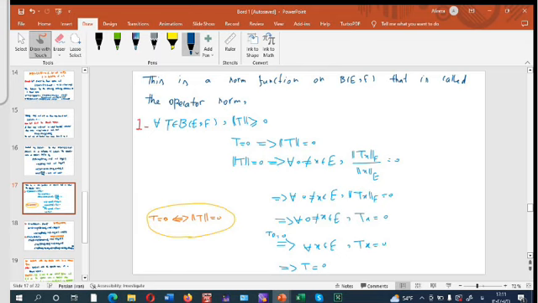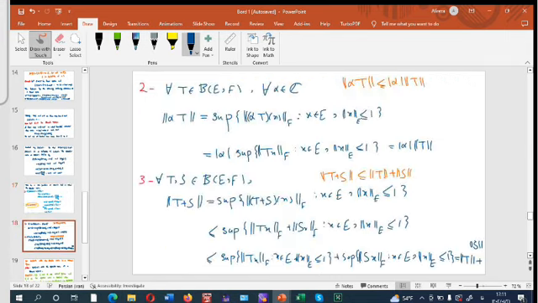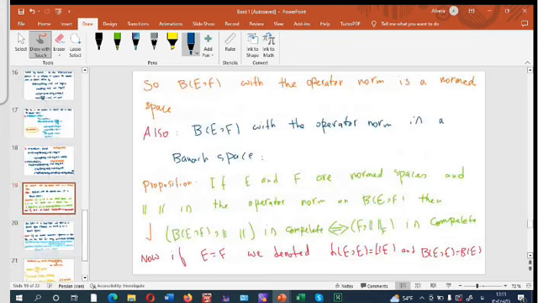Now we see the properties of norm for this function norm. The norm of T is non-negative, T equals 0 if and only if the norm of T equals 0, and the norm of alpha T equals the absolute value of alpha multiplied by the norm of T. And finally, we have the triangle inequality. So this is a norm. B of E and F with the operator norm is a normed space.